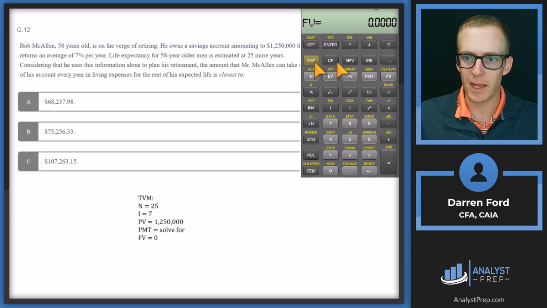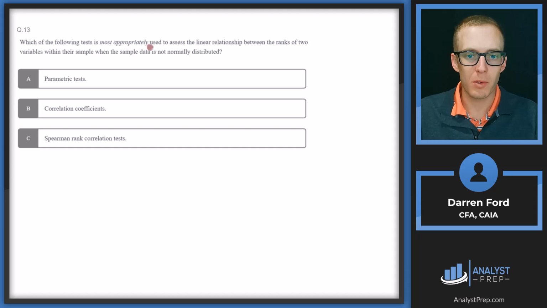So I think I had begin mode on here from a previous question, so I'm just going to change that back to end mode, and then I'm going to compute my payment, and that's going to give me $100,263 that I can spend for the next 25 years under these return assumptions. Answer C.